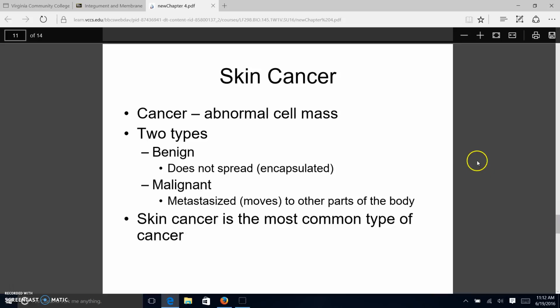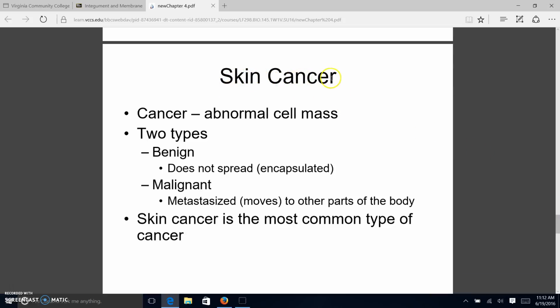Okay, let's talk about one of the most common cancers in the body, and that's skin cancer. What cancer basically is, you see here, an abnormal cell mass, but really it's when cells are dividing when they are not supposed to. So if you get cells dividing when they're not supposed to, then they're going to form some sort of abnormal mass or tumor.